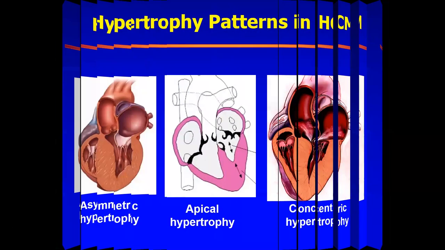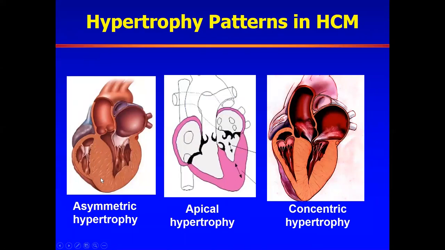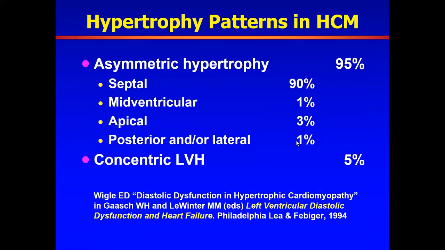So the morphology. The classic morphology is asymmetric hypertrophy. You can see patients with apical hypertrophy and also concentric hypertrophy. Concentric hypertrophy can be challenging to pinpoint to HCM if coexisting diseases are present. And one has to do a diligent search to make sure there is nothing else happening on board. How frequent do these occur? The vast majority of cases that are seen are asymmetric hypertrophy.